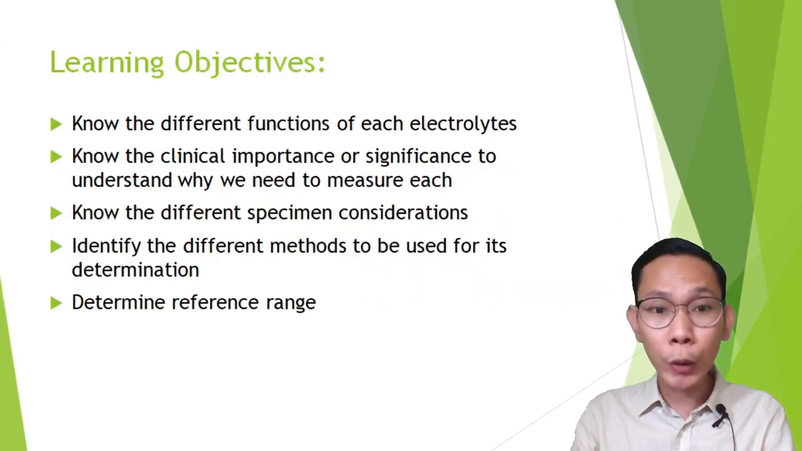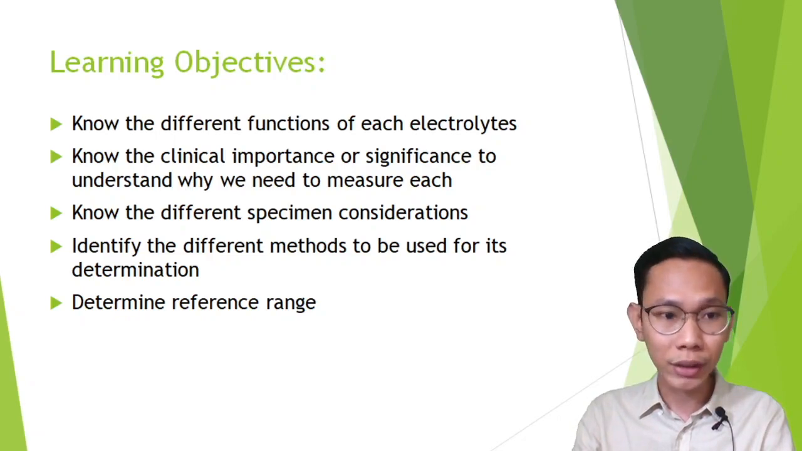For this week, our learning objective is to know the different functions of each of these electrolytes, your phosphate and lactate, and know the clinical importance or significance to understand why we need to measure each. Then, to know the different specimen considerations, identify the different methods to be used for its determination, and lastly, we have to determine the normal range of these electrolytes.